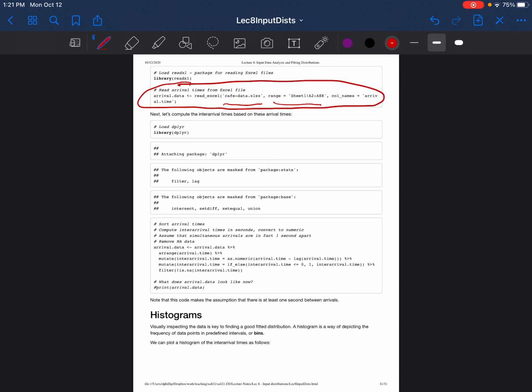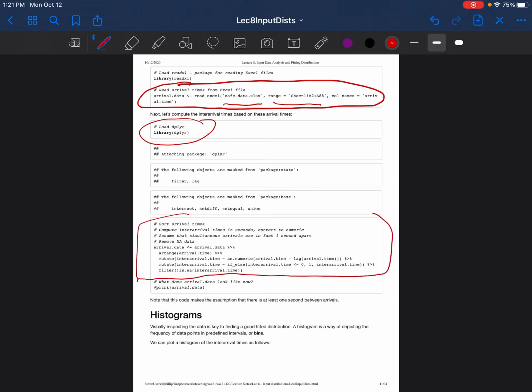We're going to load something called dplyr. This is going to allow us to manipulate the data so that we can convert it from arrival to inter-arrival times. We do it after we load it using the library command again. This is all warning stuff.